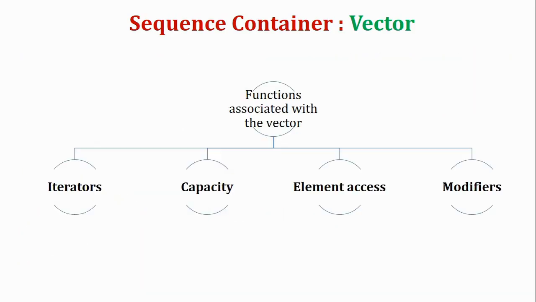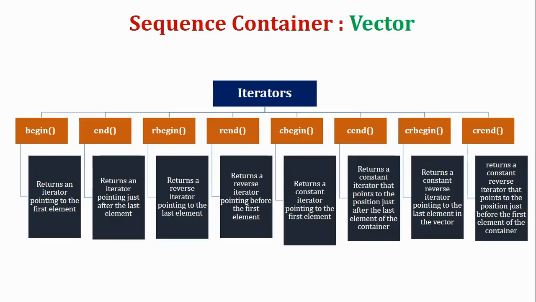And next is the functions that are associated with vectors. There are four categories: iterators, capacity, element access, and modifiers. We'll discuss one by one with an example. First, we'll start with the iterators. It has some inbuilt functions. For example, begin. It will return an iterator pointing to the first element.